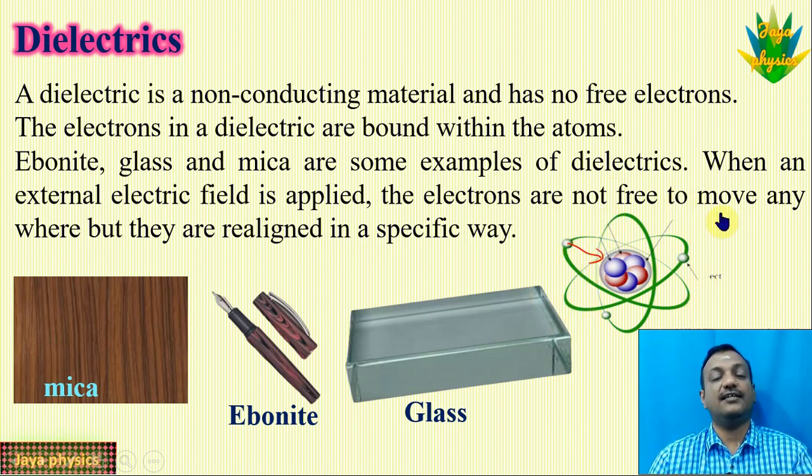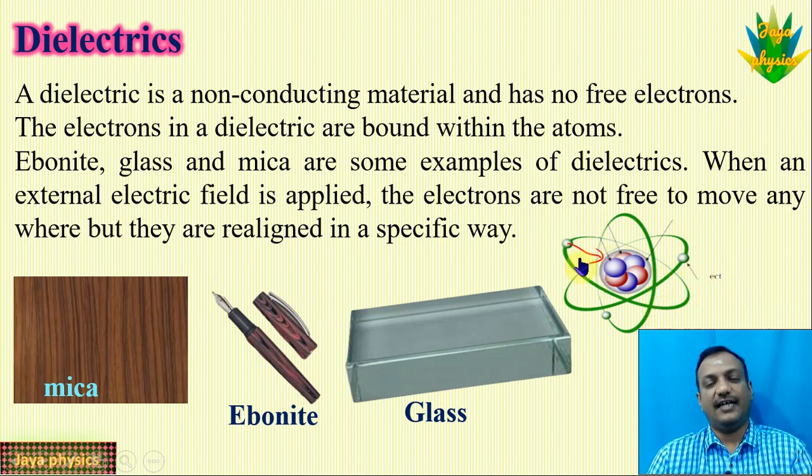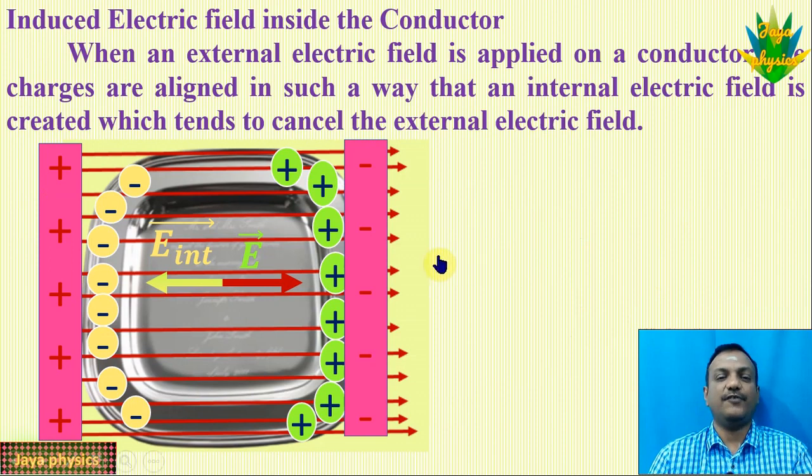But when this dielectric material is kept in an electric field, what will happen? The external electric field will modify the alignment of the charges. We are going to see how it aligns the charges. Before that, we will look at a conductor.